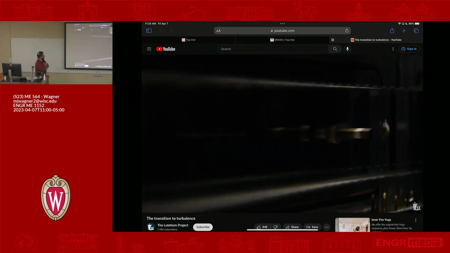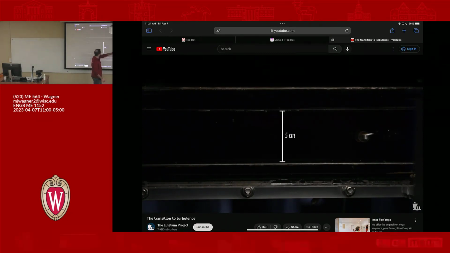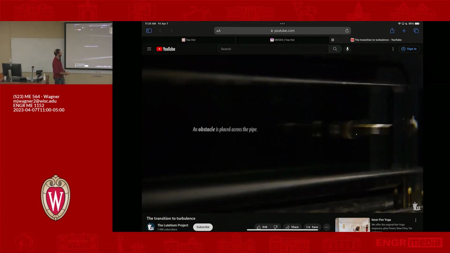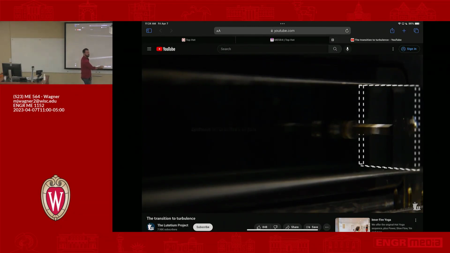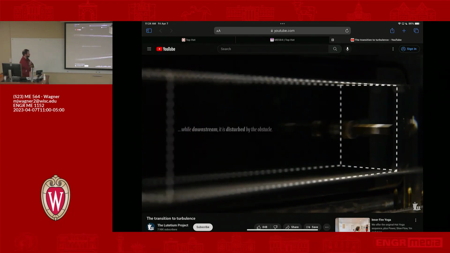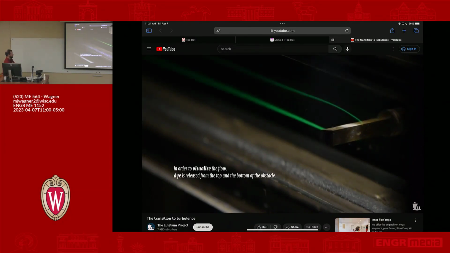This is flow. It's hard to see. There's flow over a rectangular profile. And then they have this tracer that kind of comes off of it. What they're doing is starting off with a really low velocity, and then slowly ramping up the velocity. So this is still laminar.